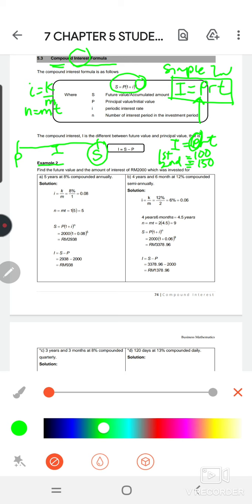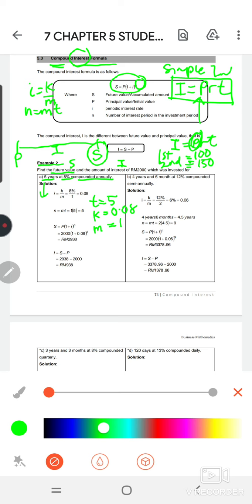for example 2, find the future value and the amount of interest of RM2000 which was invested for. First, it asks to find the future value. Future value means S, and amount of interest means I. Part A: 5 years at 8% compounded annually. So 5 years, t equals 5, and 8%, k equals 0.08 or 8%. Then you need to follow compounded annually. For annually, we have learned the value of m, so annually m equals 1.